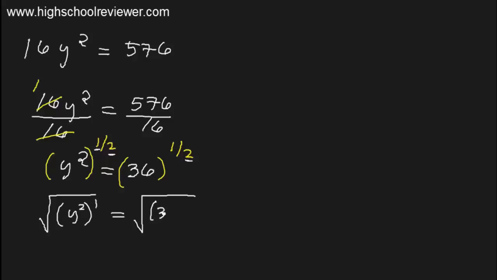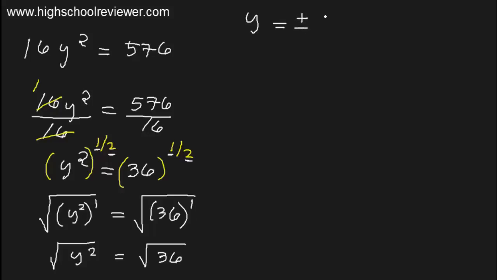And here we have the base, which is 36, and the exponent is 1. So this will be the square root of y squared, and this is the square root of positive 36. The square root of y squared is positive y, and the square root of 36, we will have two values: positive and negative 6. And then let us check. We have the first value, y equals positive 6, and another value, y equals negative 6.